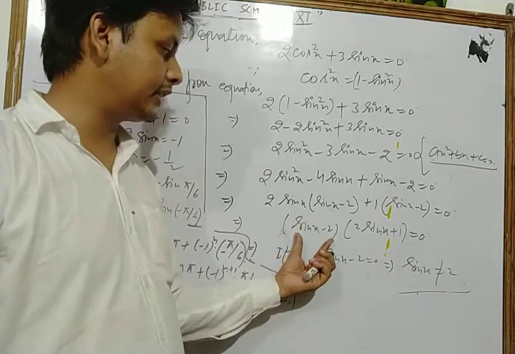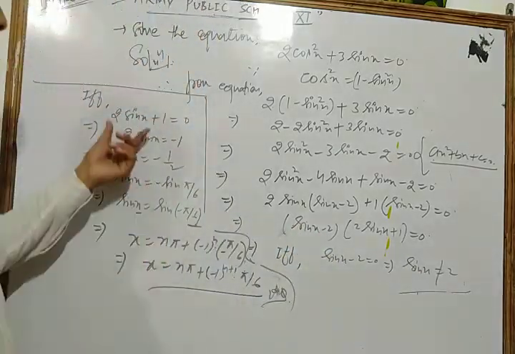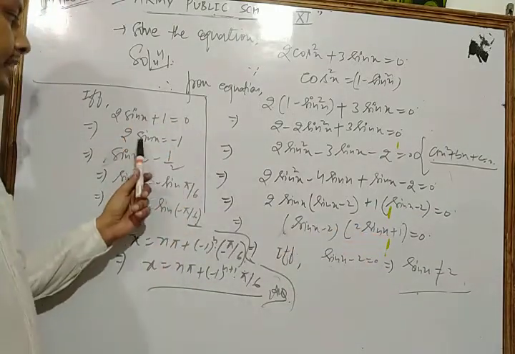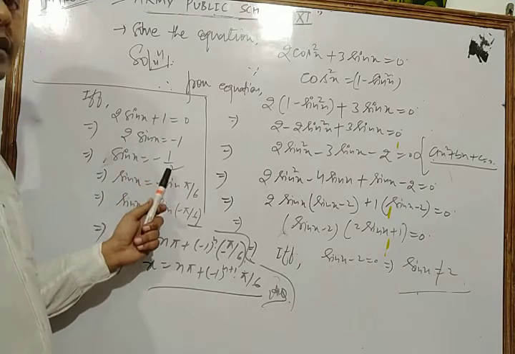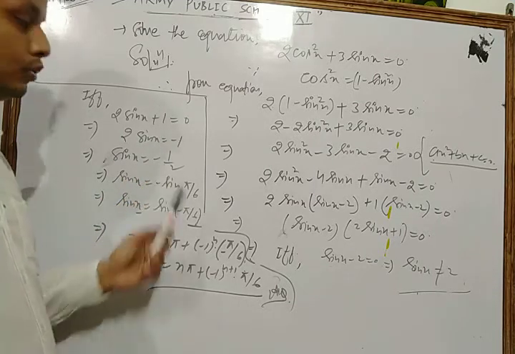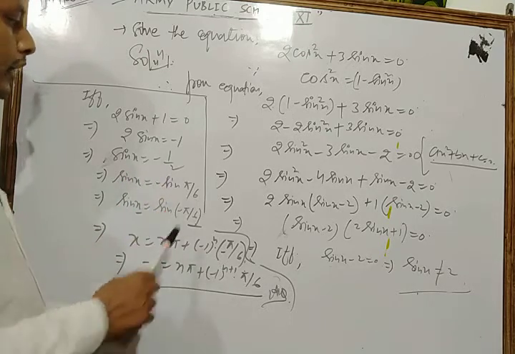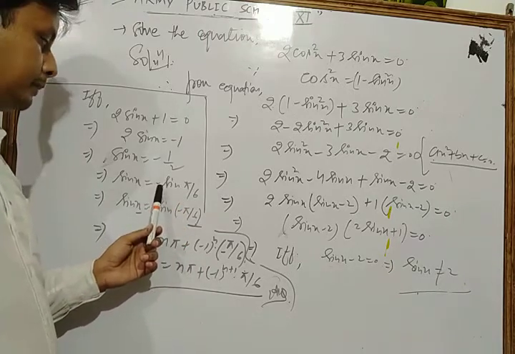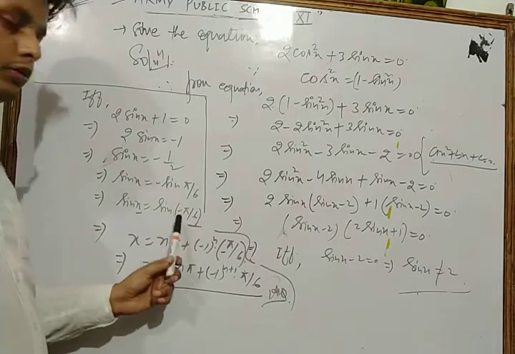Now we take this equal to 0. This is not possible. So now we take 2 sin x plus 1 is equal to 0. Then we get 2 sin x is equal to minus 1, that is sin x is equal to minus 1 by 2. Now we write 1 by 2 as sin pi by 6. So here we replace minus as sin minus pi by 6. So we get sin x is equal to sin alpha.